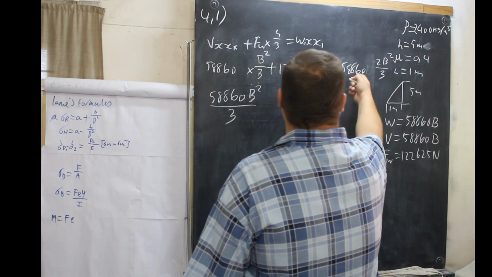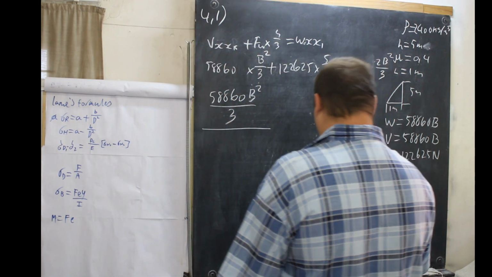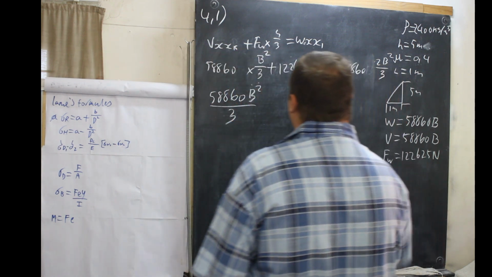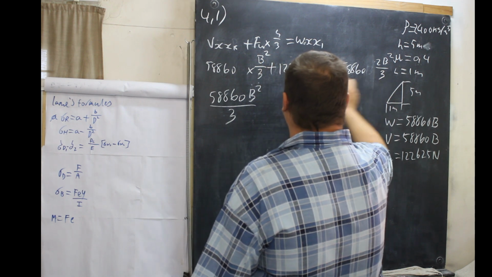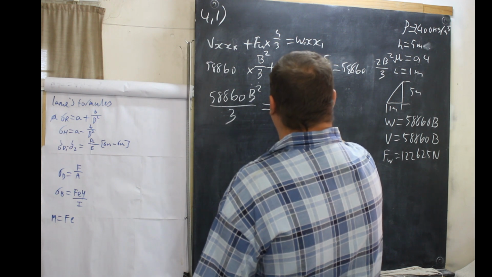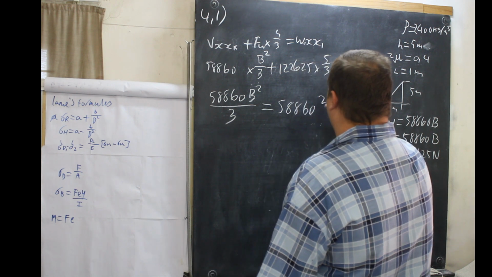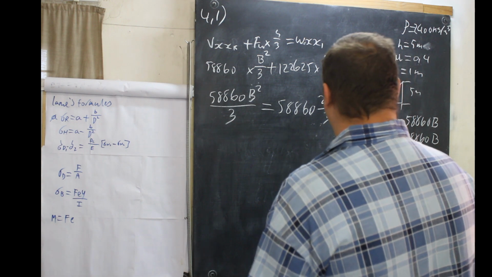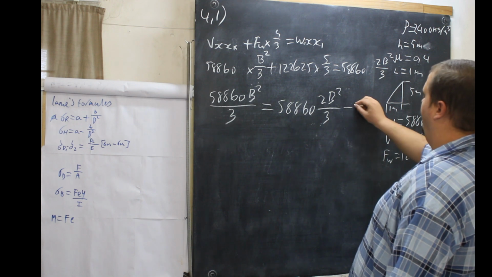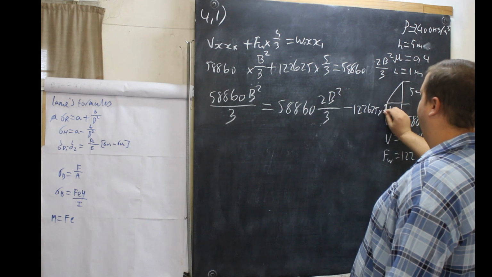Now take this and bring it down, divided by, no wait, that's not right. I wouldn't do that right now. So, now take that and minus it, equals 58860 2b squared over 3, minus 122,625 times 5 over 3.